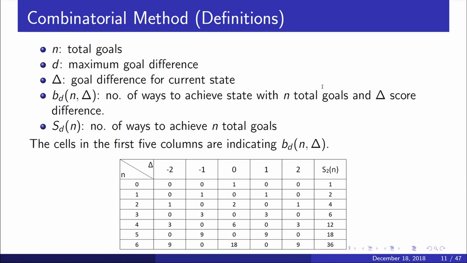Apart from n and d, we'll introduce some new definitions, where delta is the goal difference for a current state, and B_{d,n,delta} is the number of ways to achieve a certain state, with n the total goals and delta the score difference. Also, we have S_{d,n}, which is the answer we are investigating, the number of ways to achieve with n being the total goals. Below is an example for the definitions.